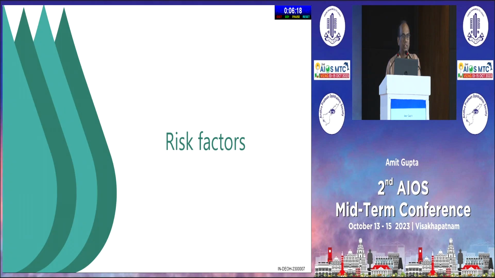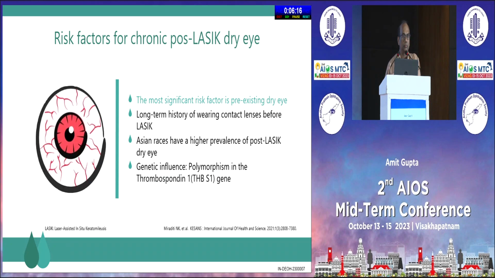So what are the risk factors for excessive dry eye beyond the usual 6 months? The most significant risk factor is pre-existing dry eye, which we probably have missed, or a borderline dry eye which has aggravated after surgery. A long-term history of wearing contact lenses before LASIK for the same visual problem of myopia would be an added factor.